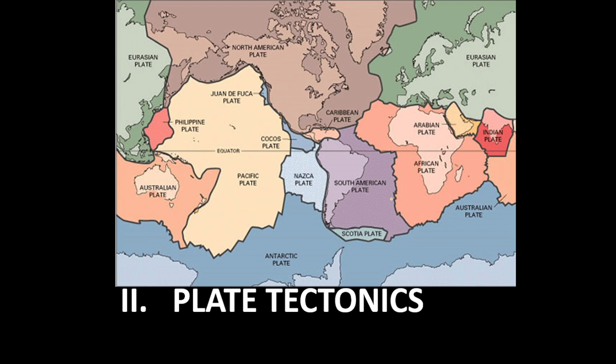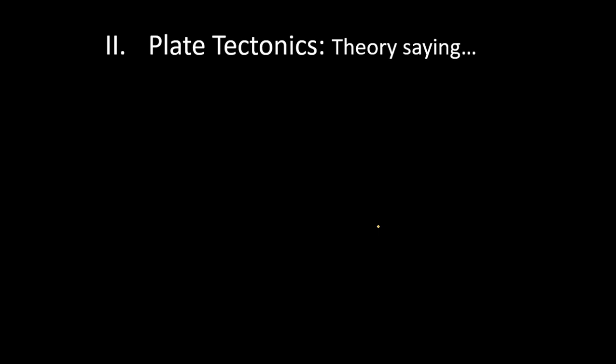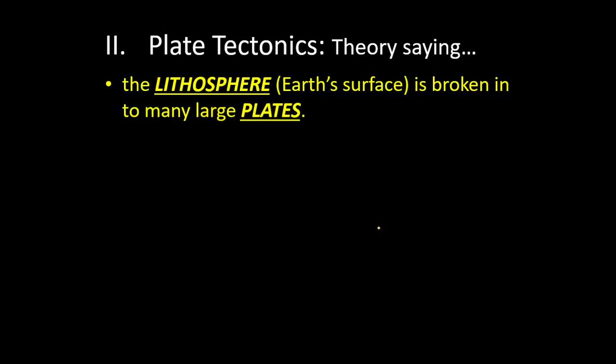So, what is plate tectonics? Well, it is a theory. It's a theory saying that the lithosphere, meaning Earth's surface, all right, lithos is the Greek word for rock, is broken into many large plates, meaning that the outer part of the Earth is not one big solid piece. Now, we know rocks are solid, yes, but they're not one connected piece, right?